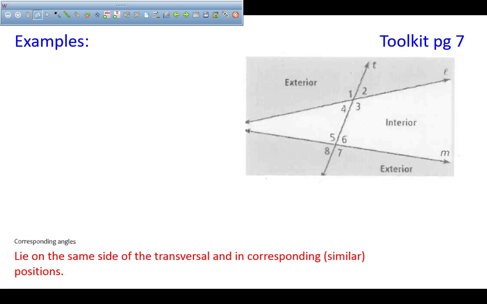So on the far left column, it says corresponding. And then in the middle, it says definition. So the definition of corresponding angles is in red on the board. It says lie on the same side of the transversal in corresponding, meaning similar positions. Out of all of the words you're going to see today, I think this one's the hardest one. I think the other ones are fairly simple. So corresponding angles lie on the same side of the transversal, so there's that word, and in corresponding positions.